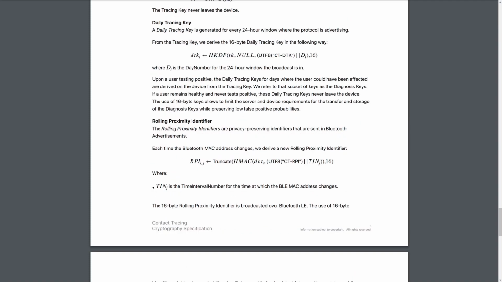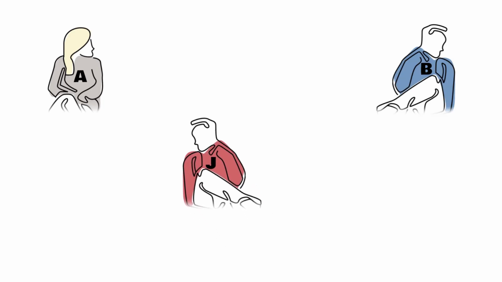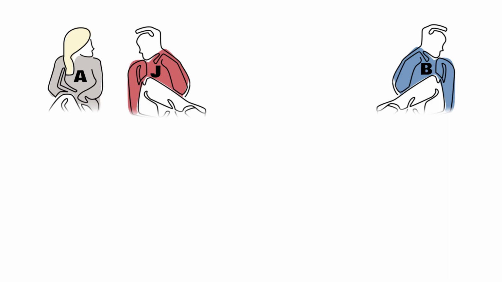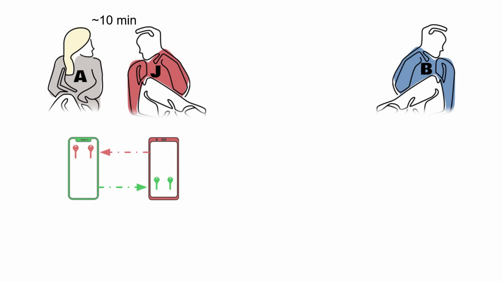What they mean by false positive is that, given the 16-byte length, there is always a possibility that two people share the same daily tracing key. The best way to look at that is through an example. Let's take 3 people, Alice, Bob, and Jerry. Alice and Jerry meet up one day and they are in contact for about 10 minutes. Therefore, they transmit their rolling proximity identifiers to each other twice.